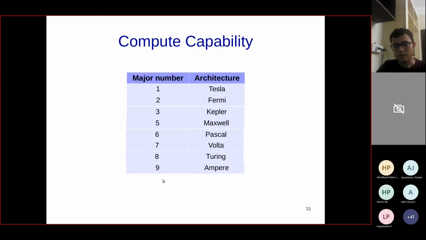And there is one point missing here. There is no 4; from 3 it's directly 5. Does anyone know what the family of GPUs associated with that major number 4 is? Can anyone quickly type in the chat?